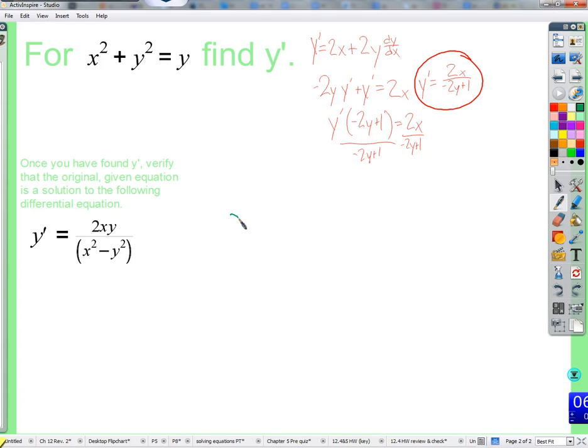So this y prime, 2x over negative 2y plus 1, needs to be equal to 2xy over x squared minus y squared. Does it look kind of close? Or at least part of it? The top looks kind of close. Yeah, you just need another y. Can we put another y in there? It needs to be multiplied by a y, correct? Could I multiply this by a y?